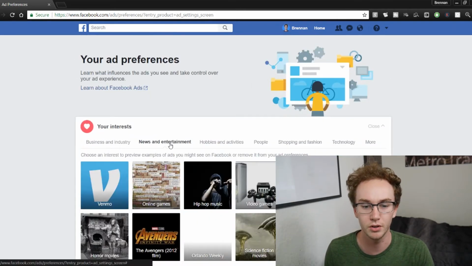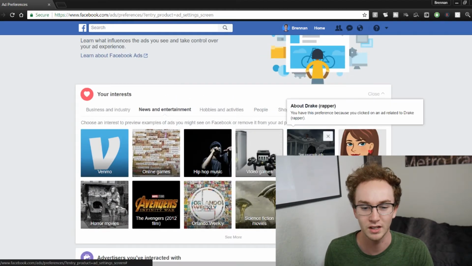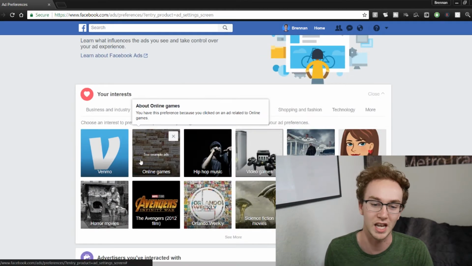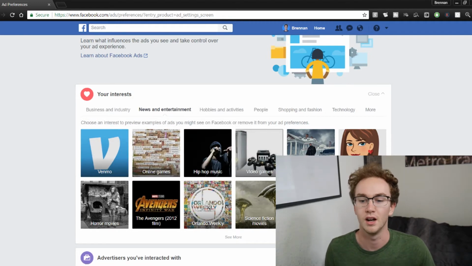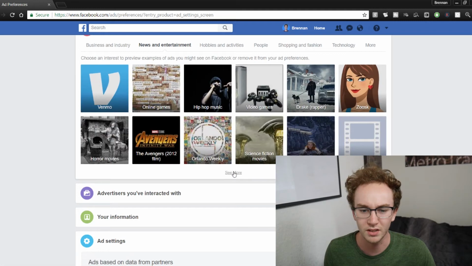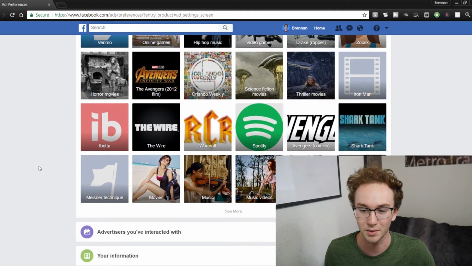But if we also click on news and entertainment, it's going to show you some other stuff like this. As you can see, we have Drake, hip-hop music, online games, Venmo, Avengers. Yeah, that's pretty accurate for me, for sure. We have Iron Man. You can also see Orlando Weekly, although I really have not used them that much. I go on their Facebook a couple times.